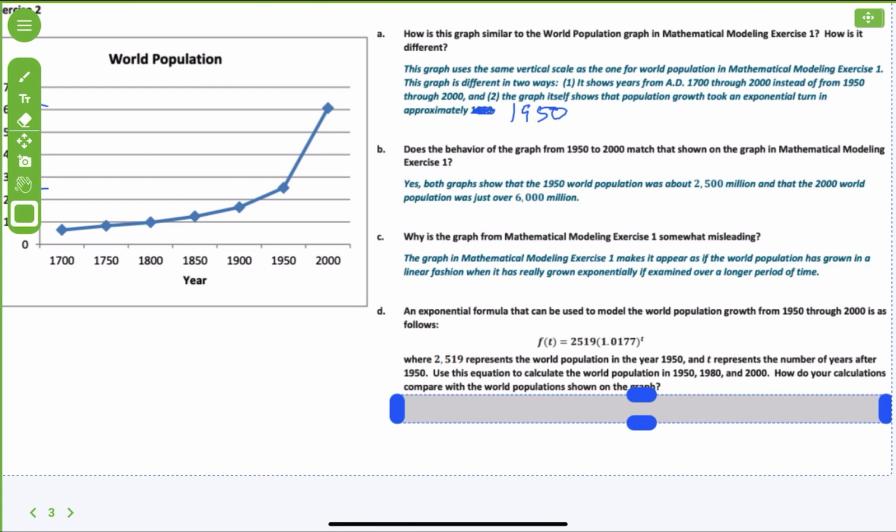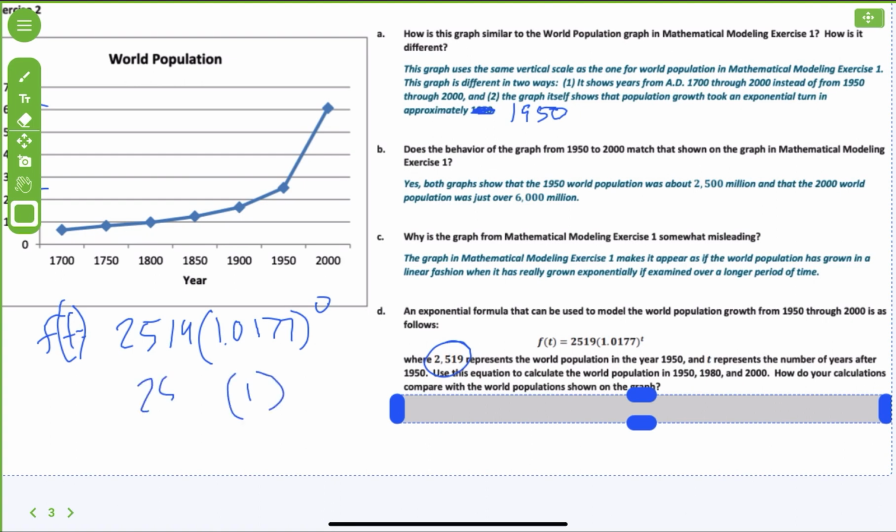Well, in 1950, if we say f of t is equal to 2,519 times 1.0177 to the 0, anything to the 0 power is 1, so that's going to just equal 2,519. So it should be exactly the same, right, for year 0, because we've not made it any years past 1950 yet.